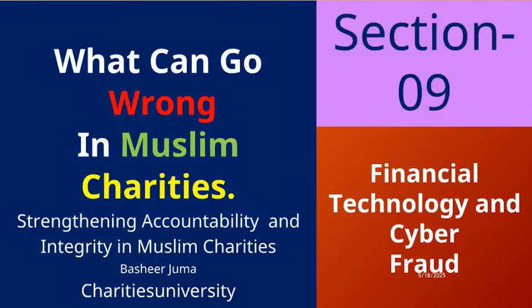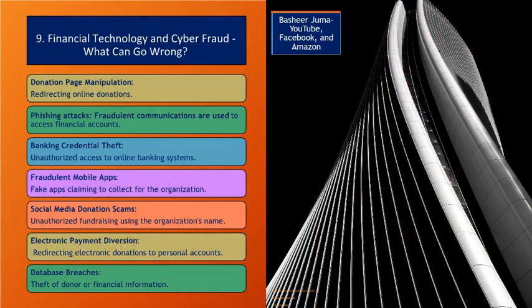Section 9, Financial Technology and Cyber Fraud. What can go wrong? Donation page manipulation. Redirecting online donations. Phishing attacks. Fraudulent communications are used to access financial accounts.